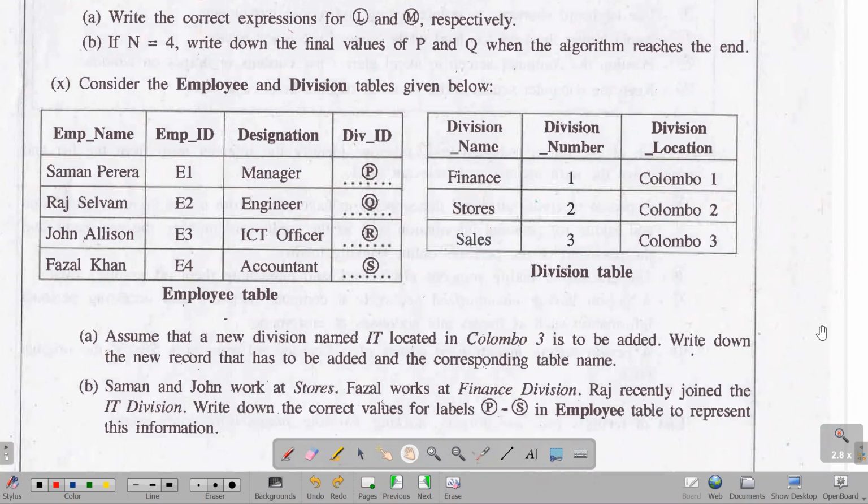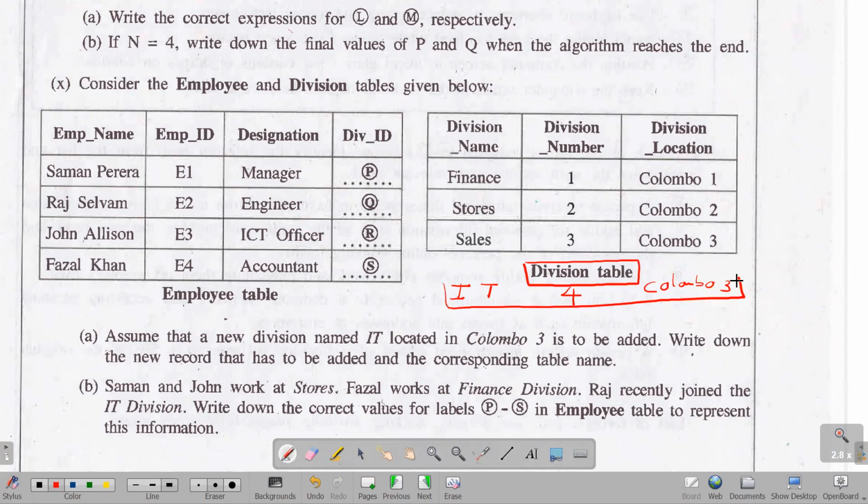So if it is a division, it's going to go with the division table. If it is Colombo 3, the division location is going to be Colombo 3, right? So it will be IT over here. Division number is going to be 4 because it is the one which acts as the primary key. And the division location is going to be Colombo 3. So the table name is the division table, and this is going to be the record.